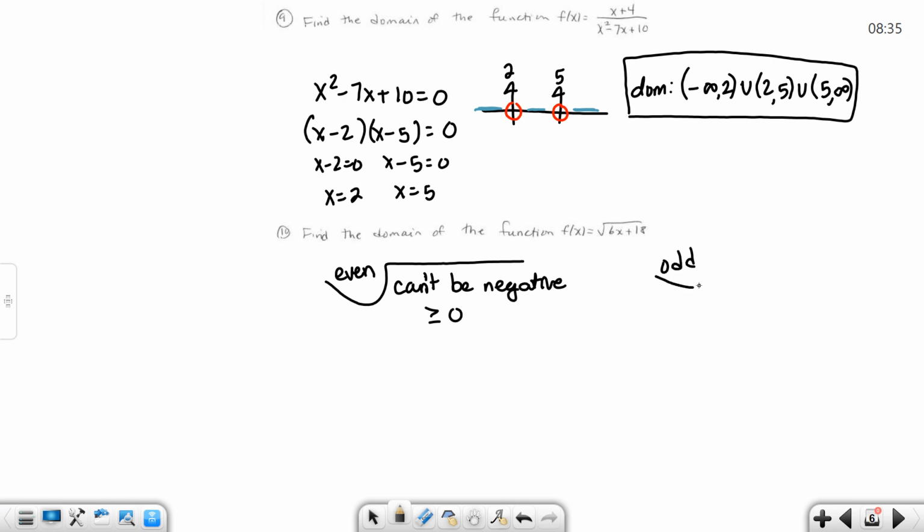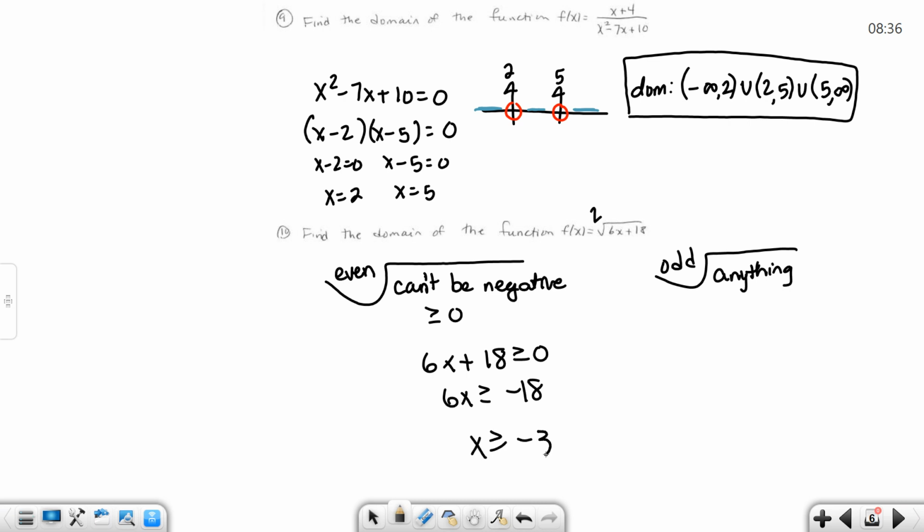If we have an odd index, then what sits under that radical can be anything. It can be positive or negative or 0. In this case, we have an even index. It's an understood 2. So we're going to take that expression that sits under the radical and set it greater than or equal to 0 and solve. So subtract 18 on both sides and then divide both sides by 6, and we get x is greater than or equal to negative 3.